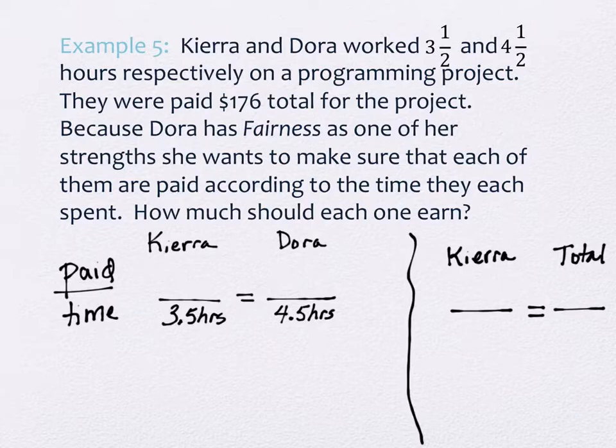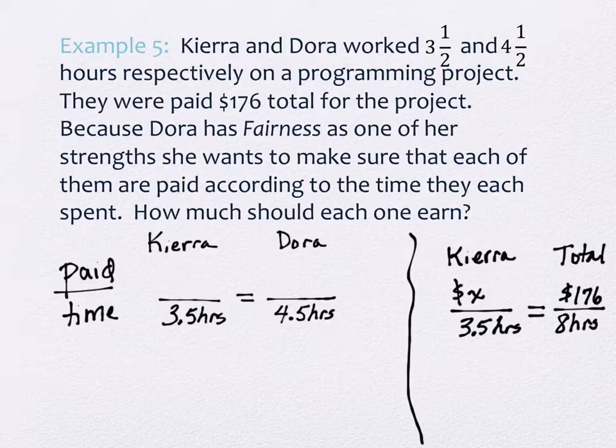So I could say Kiera worked 3.5 hours. How much did they both work total? It's 8, right? Okay, 8 hours total. We don't know how much Kiera made, but we do know in total they made 176. So this would be one way to set it up. And you could compare Kiera to the total, or you could compare Dora to the total. It wouldn't matter. The other way to set it up, if you're comparing the girls, ends up being a little messier in terms of algebra, because we don't know how much Kiera made, and we don't know how much Dora made.